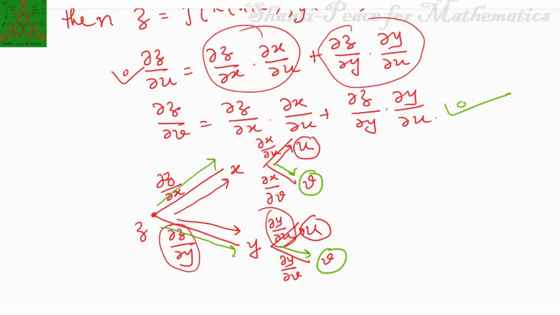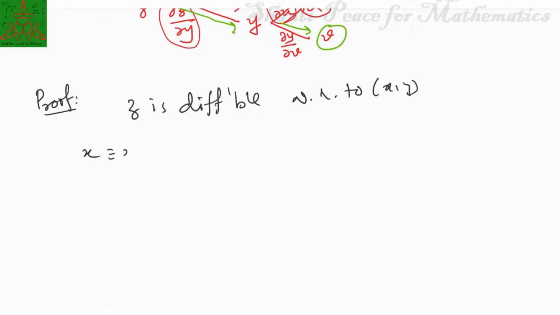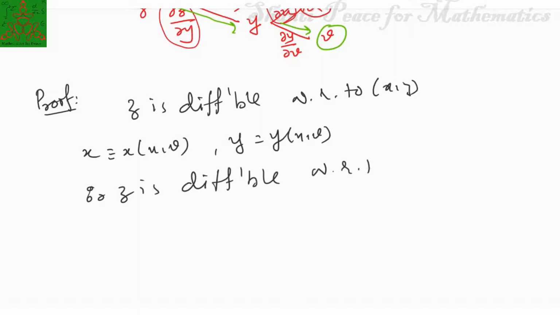Let us talk now about the proof of this formula. So given that z is differentiable with respect to x and y, and x is a function of u and v and y is also a function of u and v, they are also differentiable with respect to u and v. By the previous theorem, what we can say is that z is also differentiable with respect to u and v. So that comes from the previous result, that is, z is a differentiable function with respect to x and y, and x and y are differentiable functions with respect to u and v, and therefore z is also a differentiable function with respect to u and v. So we can talk about its differential.